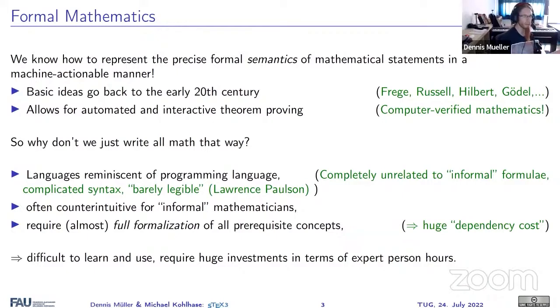One of the reasons for that, or one of the additional problems with all of that, is that formal mathematics is extremely counterintuitive for informal mathematicians.